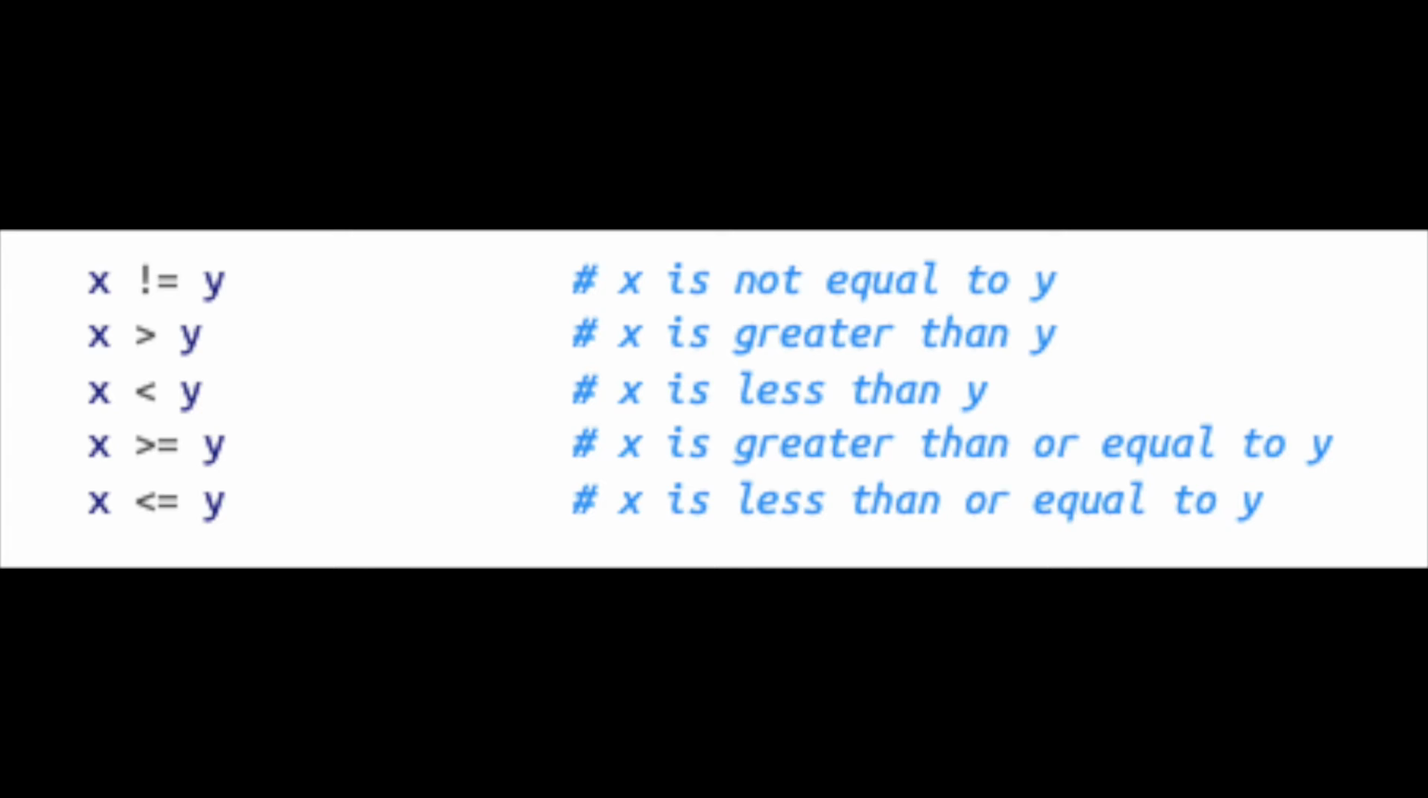So these are some of the other relational operators as well. We have not equal to, greater than, less than, greater than or equal to, and less than or equal to as well. You might remember all this from your high school mathematics. We might have used most of these operators, but of course, the way we represent them is different in Python. So let's try to understand how to use the not equal to operator.